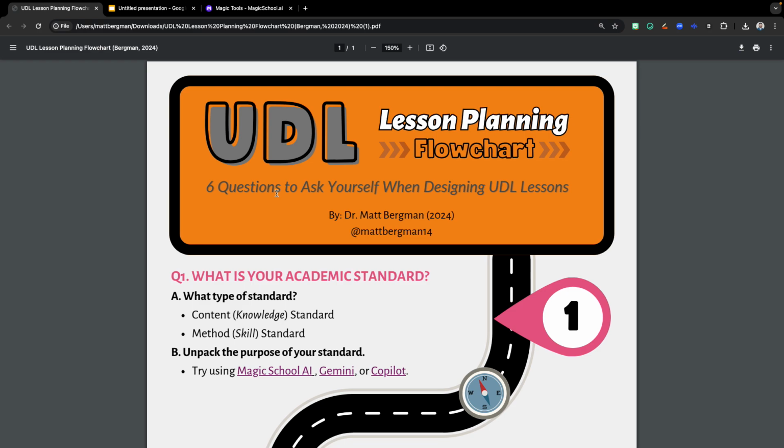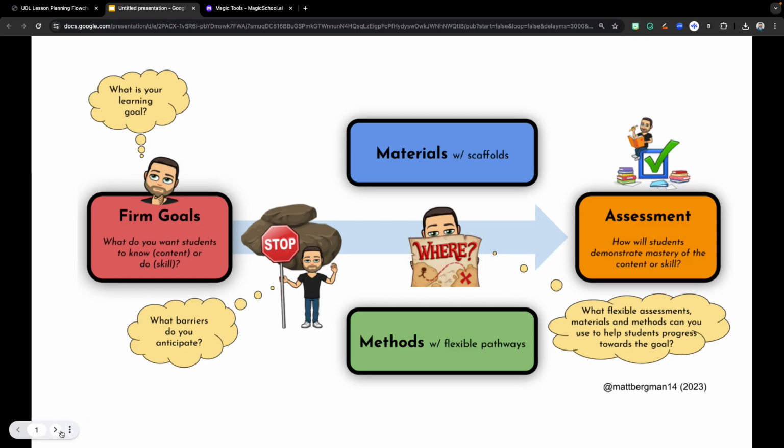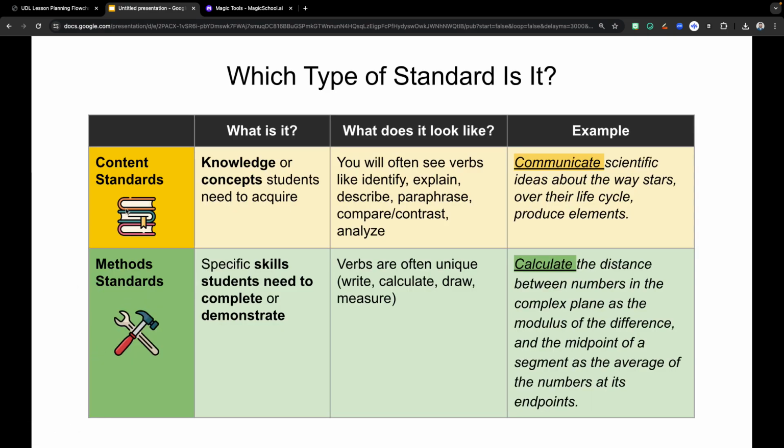First of all, you want to ask yourself, what exactly is the type of academic standard that I'm using? Is it a content standard or is it a method standard? This is important because content standards measure knowledge, right? So you'll see verbs like explain, describe, paraphrase, compare, contrast. Here's an example of one: communicate the scientific ideas about the way stars over their life cycle produce elements. There are many different ways that we can show what we know in meeting this particular standard. So content standards are really good for providing flexibility in how we assess students.